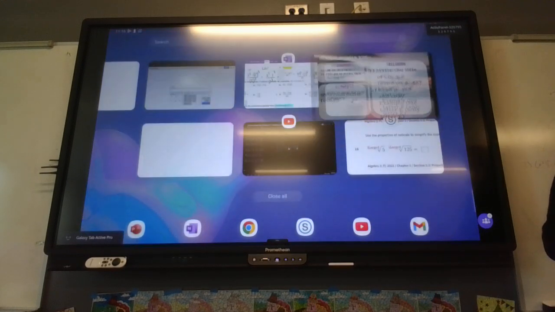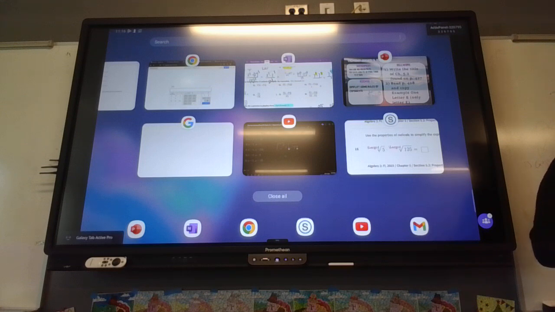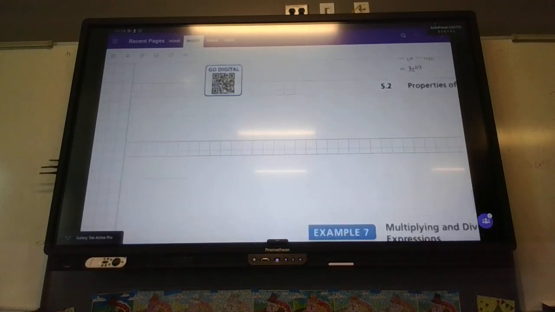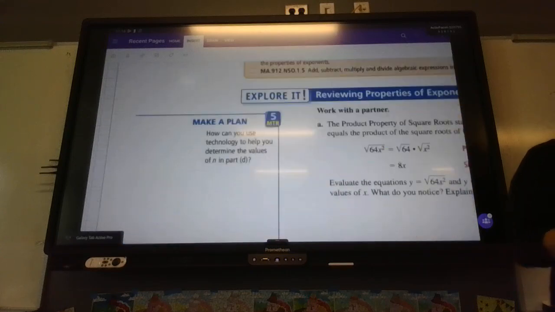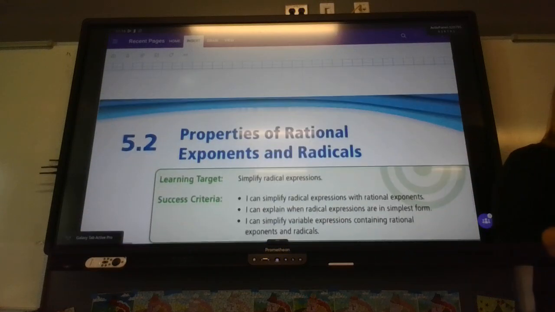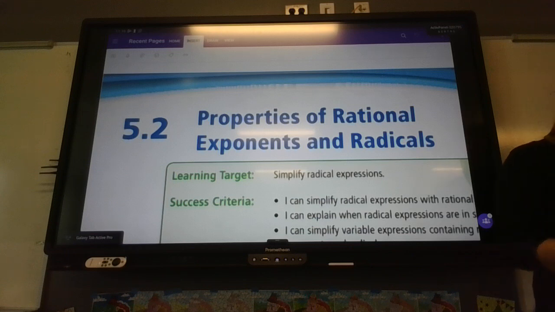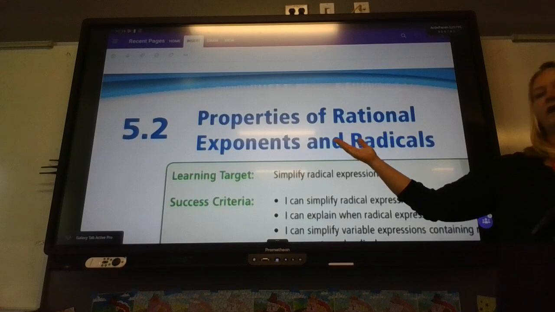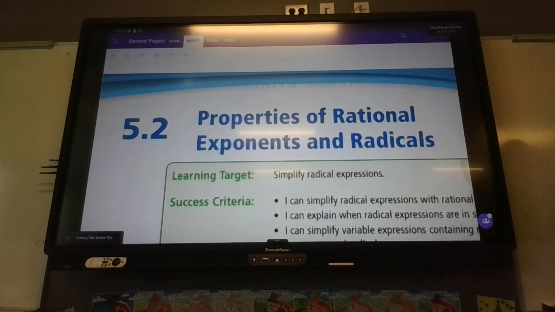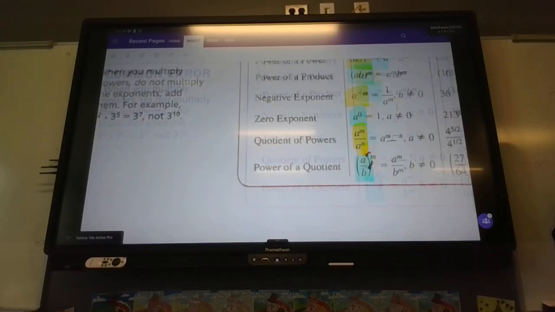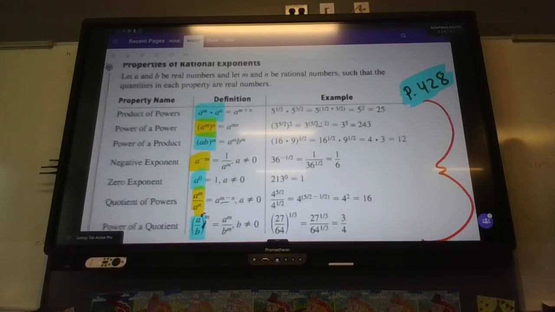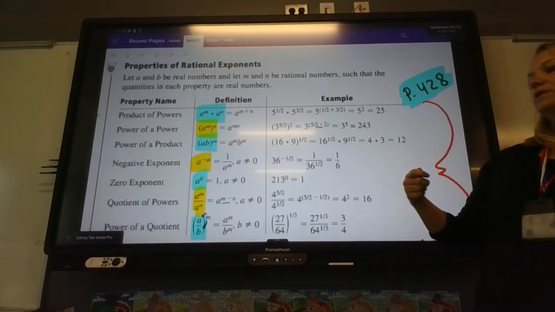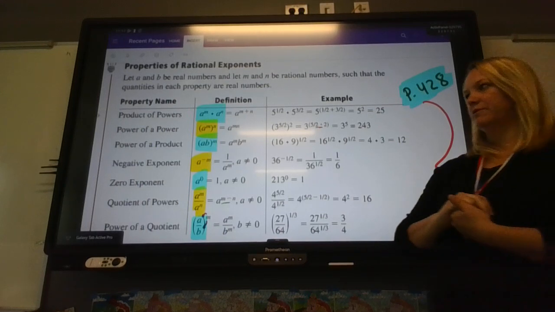Page 427. Here's your title: Properties of rational exponents and radicals. Pretty much what we've been working on. You guys did that handout yesterday. Those were properties of exponents. Today's problems are going to look a little more difficult because the exponents will be fractions, and there'll be some radicals in there too, but it's the same properties. We've been reviewing them, but this is actually a resource for you that goes through all the properties we've been reviewing.